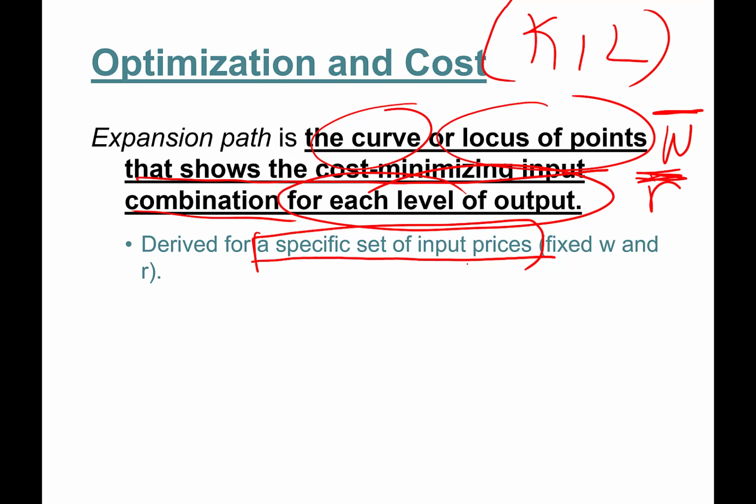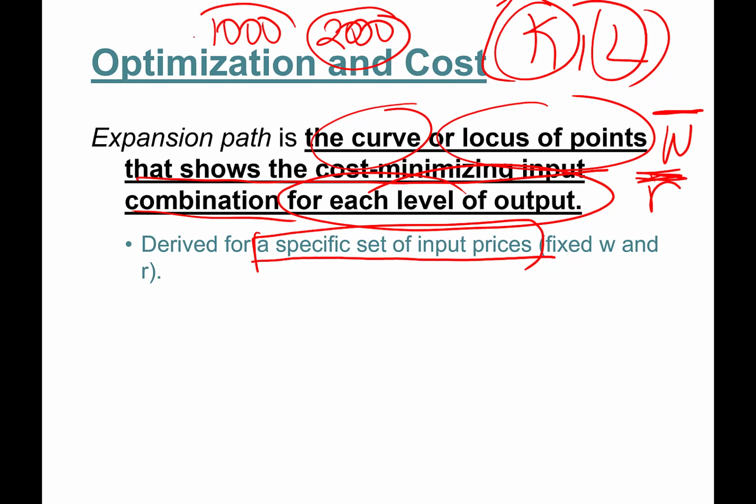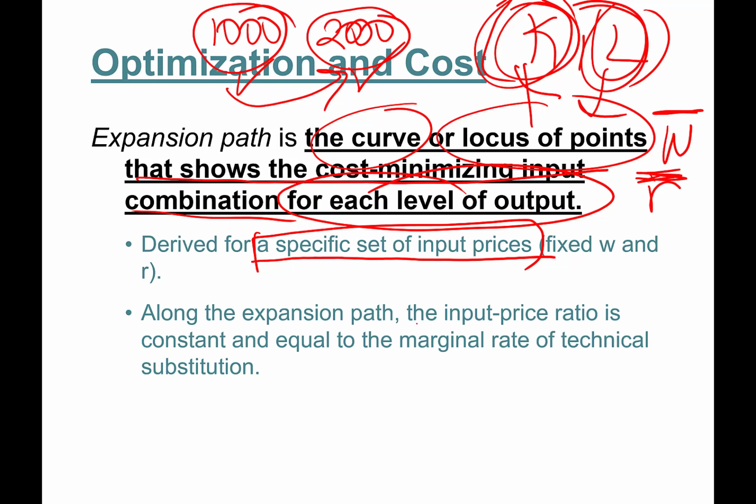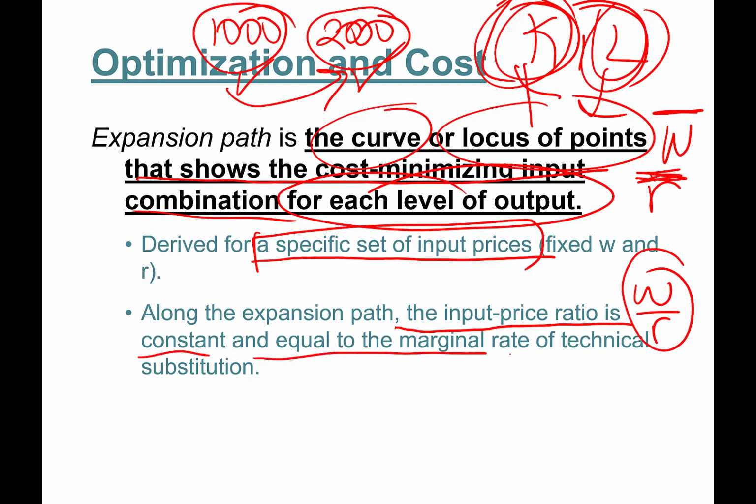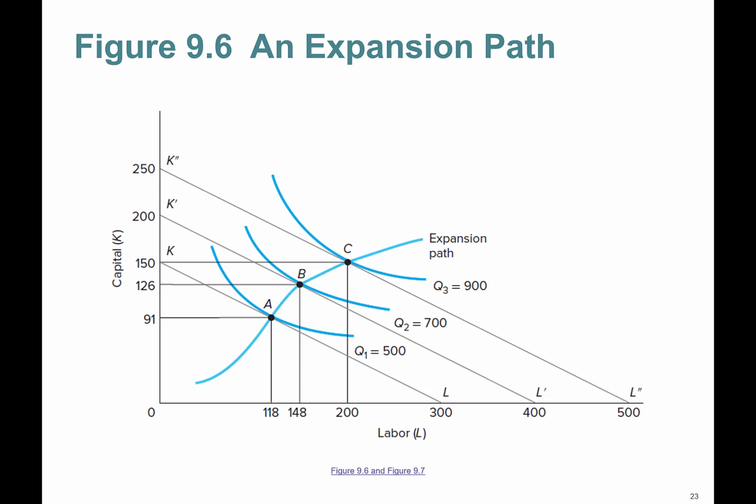What's the optimal level of inputs if I produce, let's say, 1000 cars a day, let's say 2000 cars a day? Let me tell you something. These inputs will not increase proportionately because you're increasing your production twice as much, right? You're doubling it. That doesn't mean you have to double these, right? Along the expansion path, the input price ratio, W/R ratio, is constant and equal to the marginal rate of technical substitution, which is also the same. So let's take a look at an example of an expansion path.